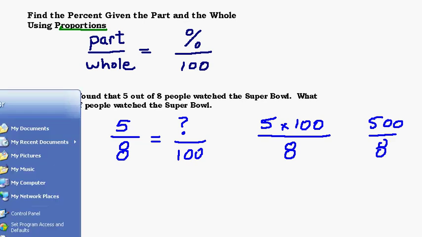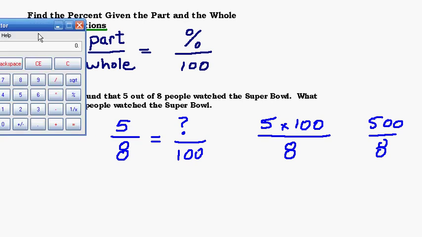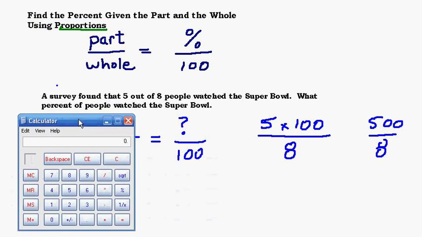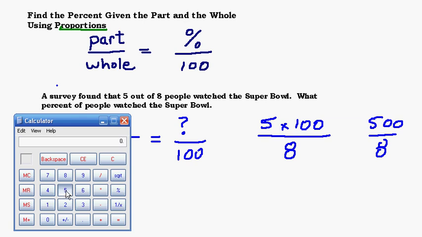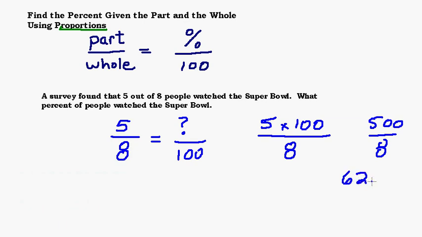Let's go ahead and pull up the calculator for this one. Something interesting is going to happen here. So we do 500 divided by 8 equals, and we get 62.5. So that means our answer is 62.5%. And you're going to get a decimal here a lot of times when you can't multiply 8 by anything to get 100. You're going to come up with a decimal, and that's fine. You can have a decimal in your percent.